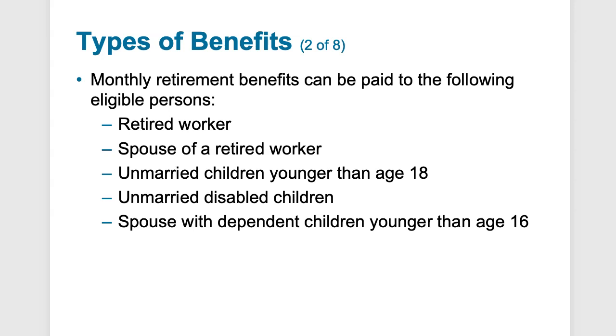Unmarried children younger than 18 can receive Social Security. So, for example, if their father is disabled or their mother is disabled and they're a single family household, then children do get some support on disability. Unmarried disabled children can get Social Security, and a spouse with dependent children under age 16 gets money in that situation as well. So there are different ways Social Security can be rolled out to people besides the main person working.